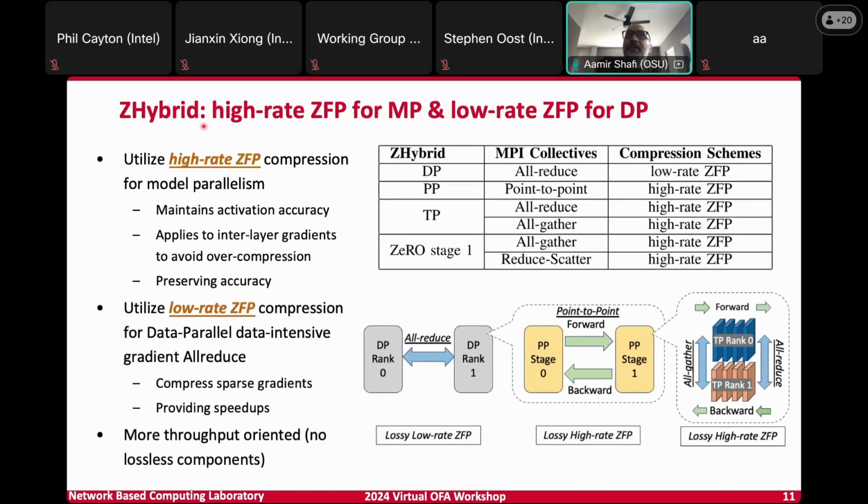Compare this with Z-hybrid. Again, in this case, we are not using MPC at all. However, in Z-hybrid, we are using low-rate ZFP for data parallelism, for this all-reduce, which is communicating gradients. However, we are using high-rate ZFP for pipeline parallelism, tensor parallelism, and ZeRO stage one.